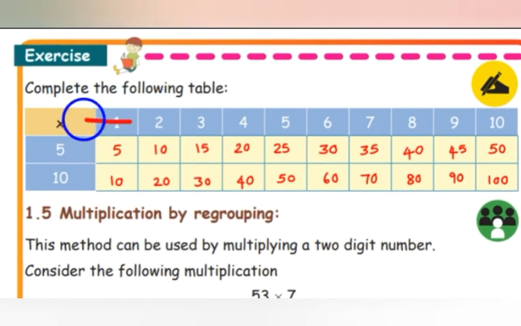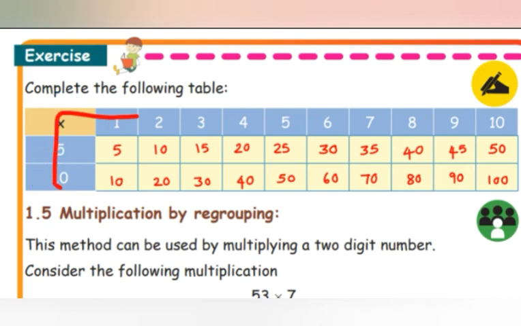Table. Say 1 into 5, 5, 2 into 5, 10, 3 into 5, 15. See, 1 into 5 is equal to 5, 2 into 5 is equal to 10, 3 into 5 is equal to 15, 4 into 5 is equal to 20, 5 into 5 is equal to 25, 6 into 5 is equal to 30, 7 into 5 is equal to 35, 8 into 5 is equal to 40, 9 into 5 is equal to 45, 10 into 5 is equal to 50.